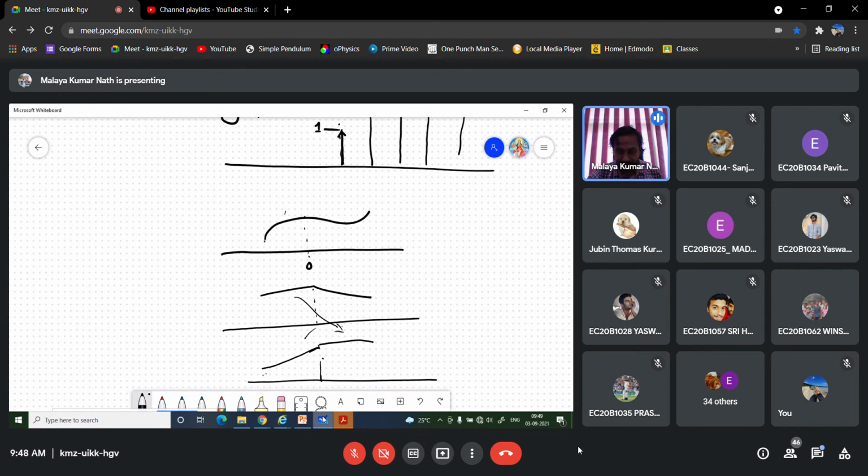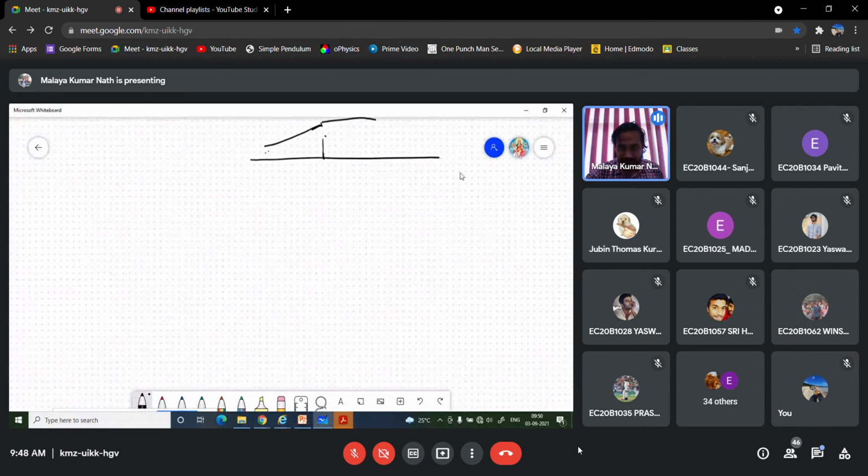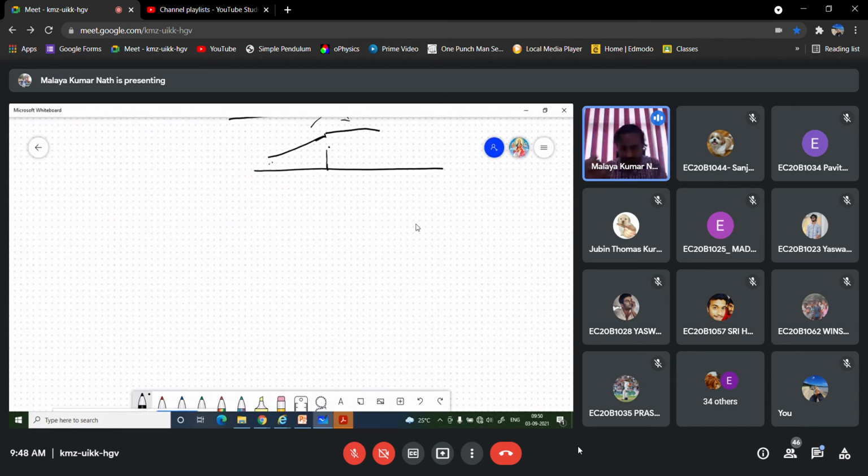That's why in the slide I have shown: if only the system response is causal, it will be from minus infinity to t. If x(t) is causal, that is the input is causal, this will be from 0 to infinity. If both are causal, it will be from 0 to t. So how can you realize it more clearly? Just take a few examples and try it by yourself. I'll give some 2-3 examples. You can do it and really understand what exactly is happening.